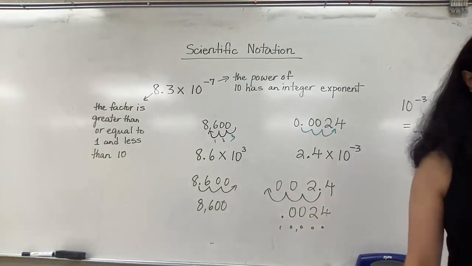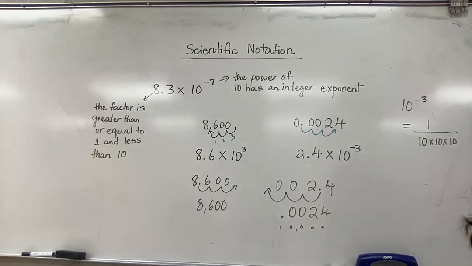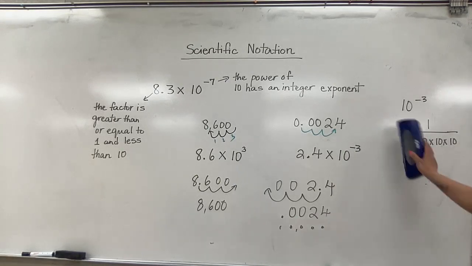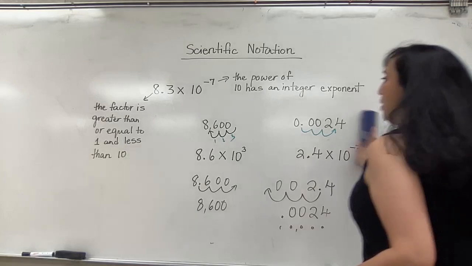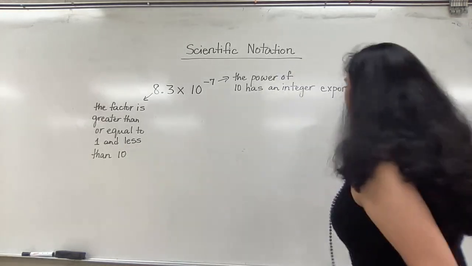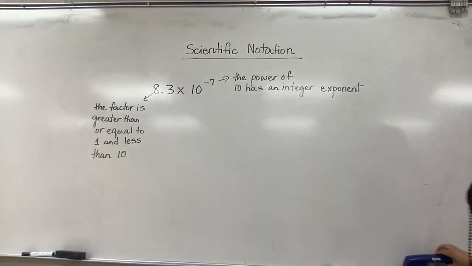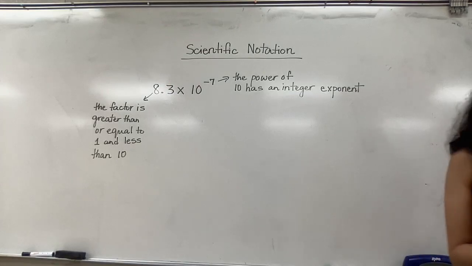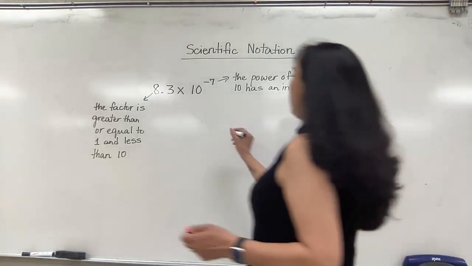Let's try some examples. I'm going to first start writing numbers in scientific notation, and then we'll do it backwards. Let me give you two examples. Let's say I give you 173 million.